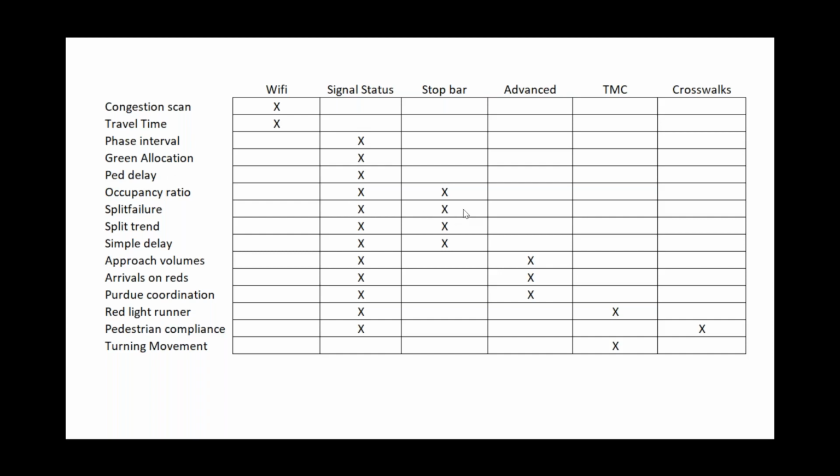We need the signal status and the stop bar detection to derive this chart. Then there's other charts like Purdue coordination, which is about the signal status and the advanced detection. And then we can go further with things like red light runner, where we need the signal status and the turning movement counts. So there's a combination of all the data inputs that actually drive each one of these charts. And here, I'll break that down a little bit further.